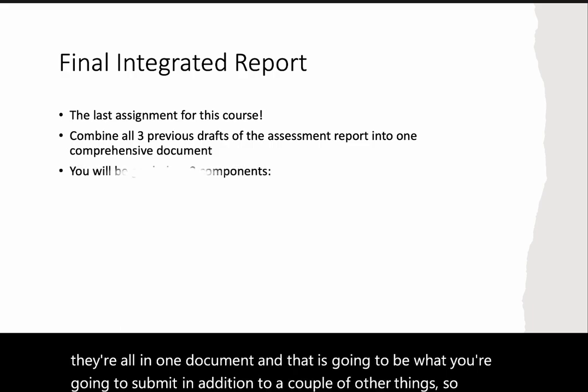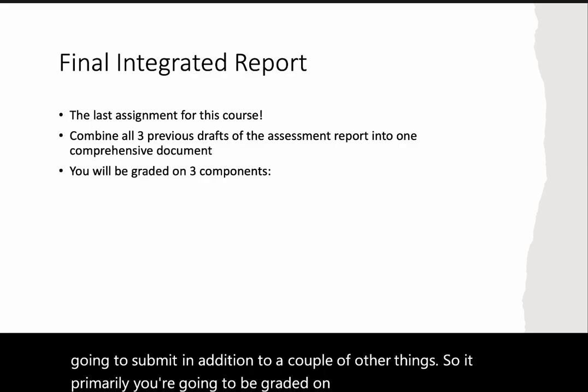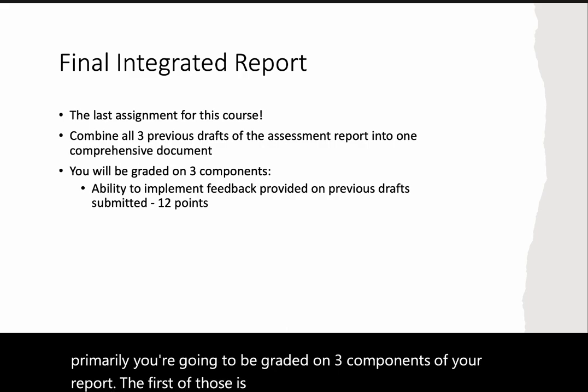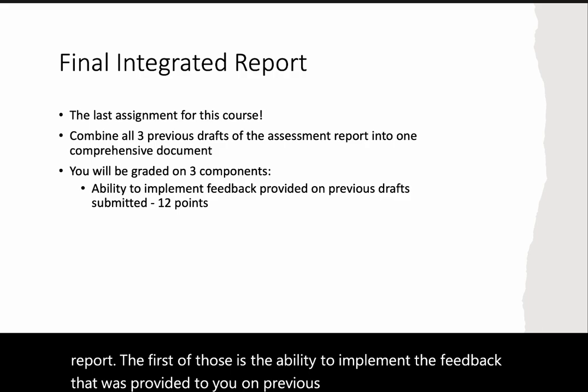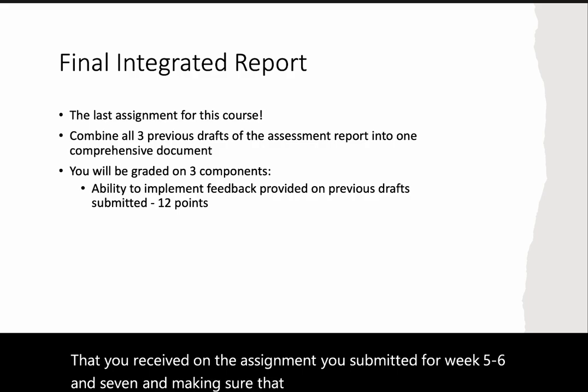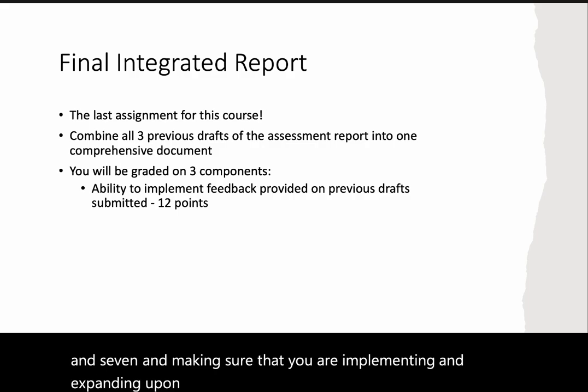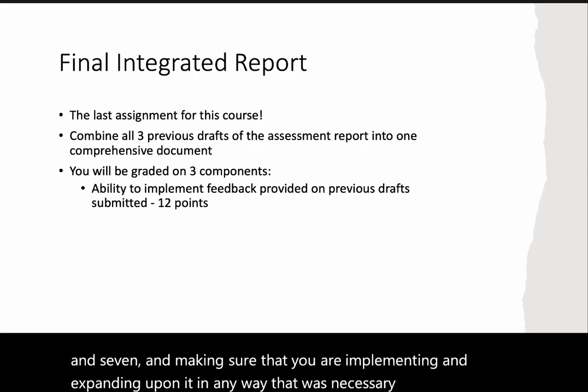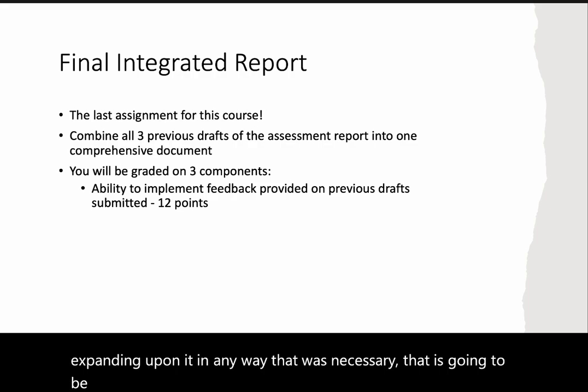So primarily, you're going to be graded on 3 components of your report. The first of those is the ability to implement the feedback that was provided to you on previous drafts. So this is going to be taking the feedback that you received on the assignment that you submitted for week 5, 6, and 7, and making sure that you are implementing and expanding upon it in any way that was necessary. That is going to be worth 12 points on this final integrated report.